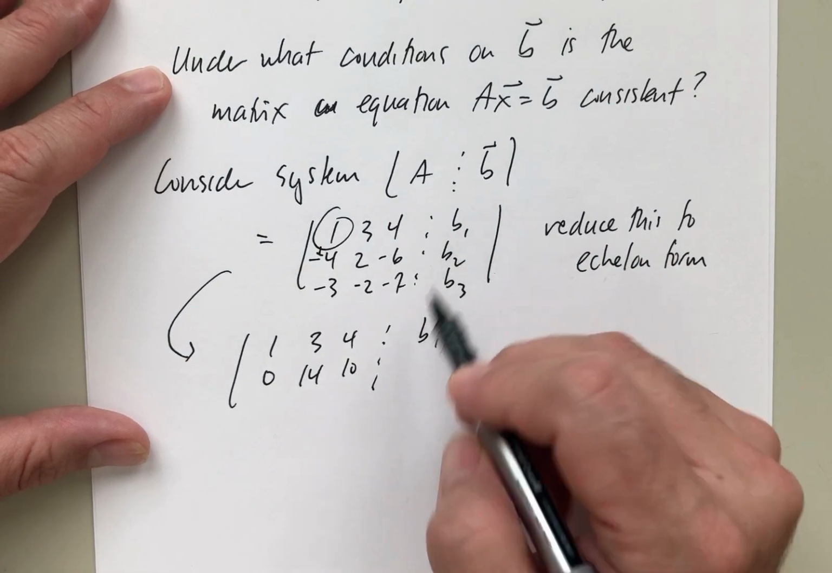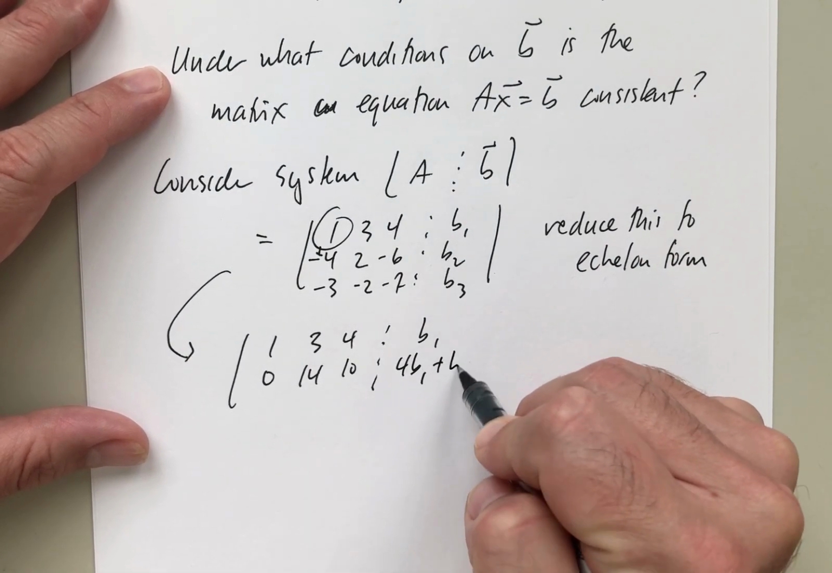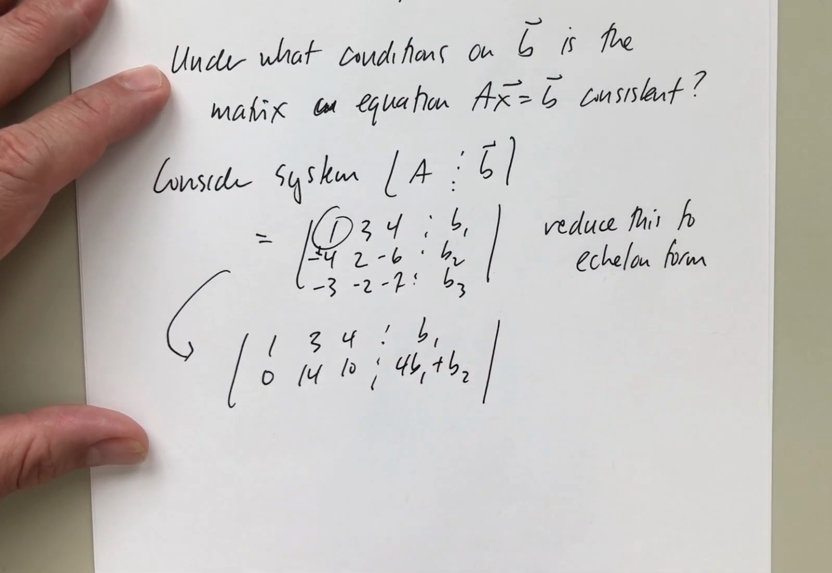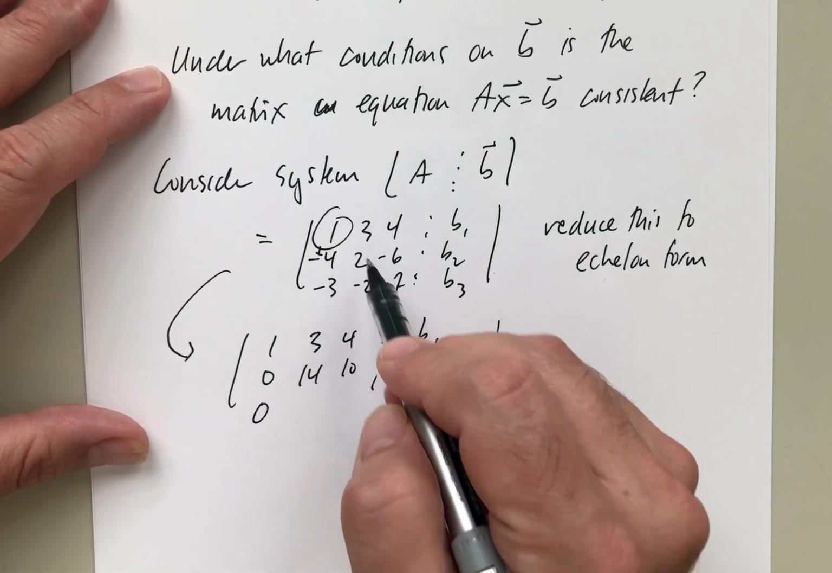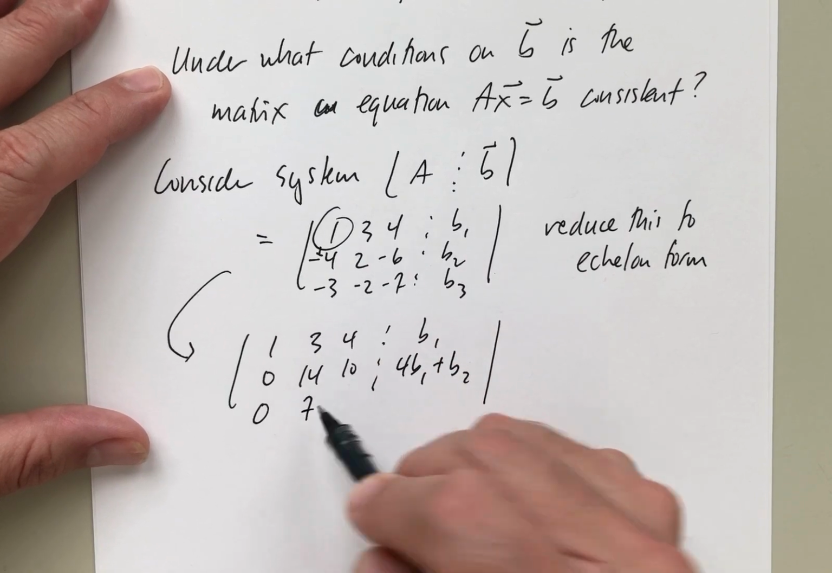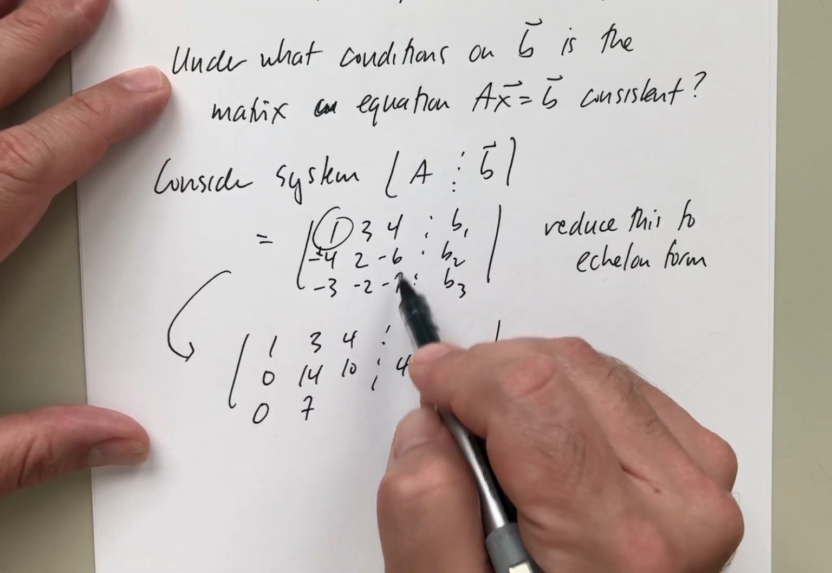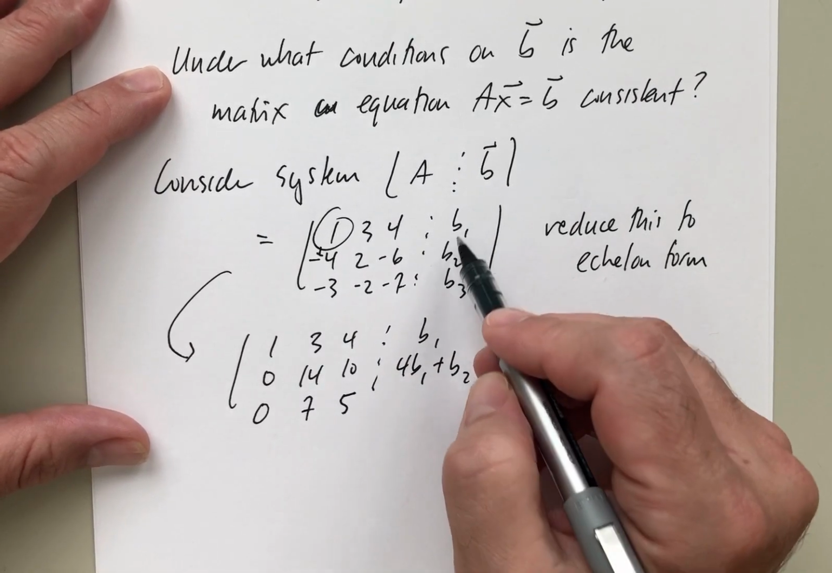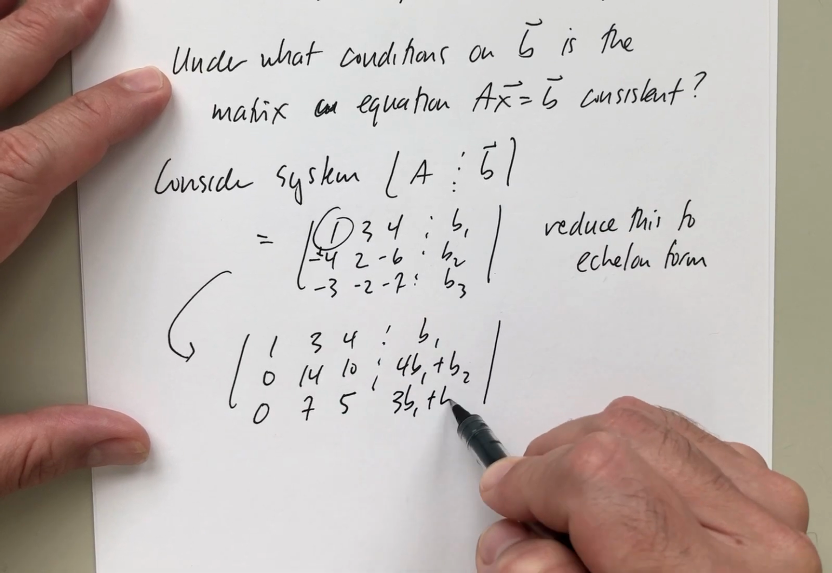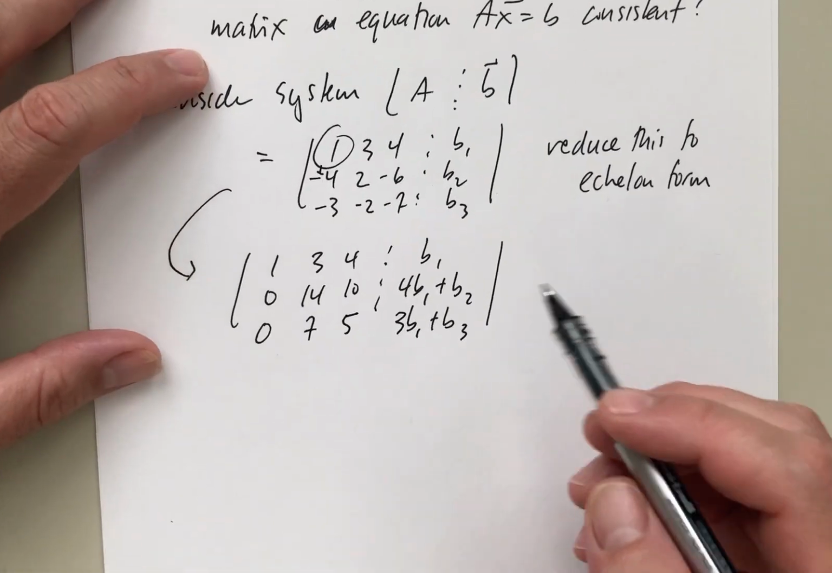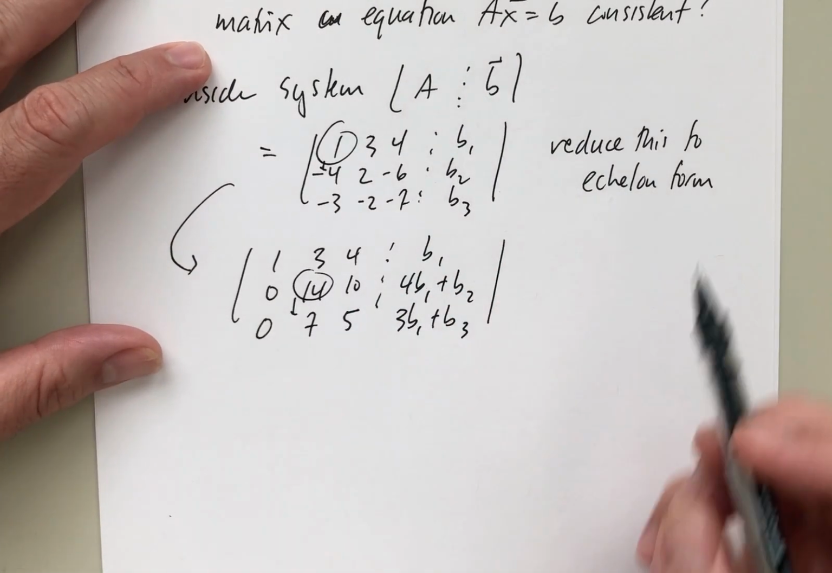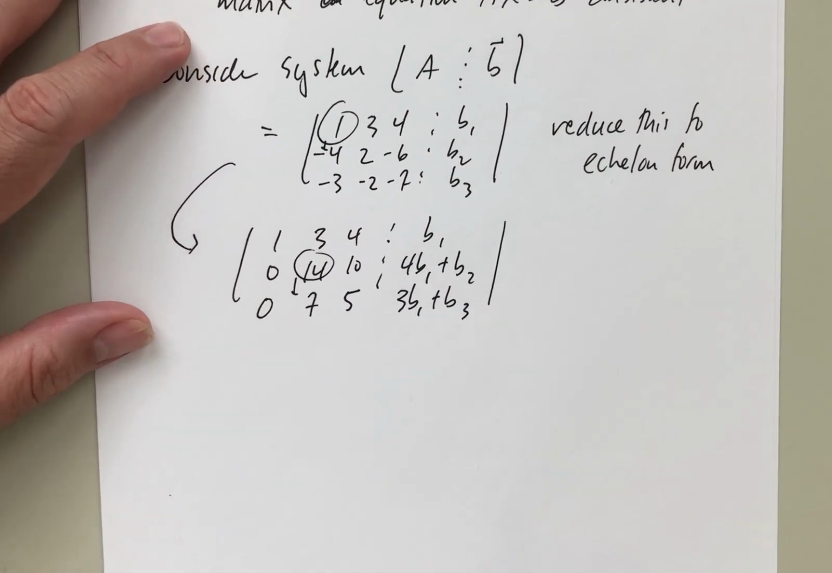And what do I get here? Well, I'm taking 4 times the first row, adding it to the second, right? 4 times B1 plus B2. For the third row, I want to clear this 3, so I'm going to take 3 times the first row added to the third. That's 9, 7, that's 5. So 3B1 plus B3. And now I want to clear here, moving to my next pivot in my second row.